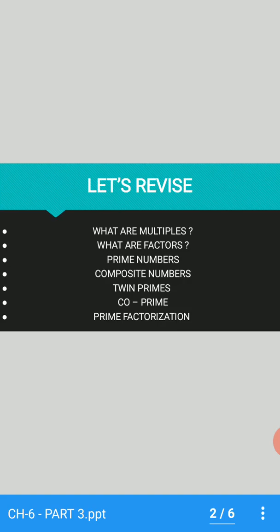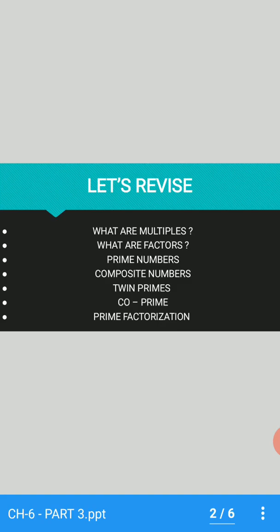Now we will discuss factors. A factor of a number is a number which completely divides the given number without leaving a remainder. For example, if I want the factors of 8, it means I want to see in which tables 8 comes. 8 comes in the 1 table. Then 8 comes in the 2 table because 2 fours are 8. Then does it come in the 3 table? No, because if I divide 8 by 3, I will get a remainder. So when the remainder is 0, then we consider it a factor.